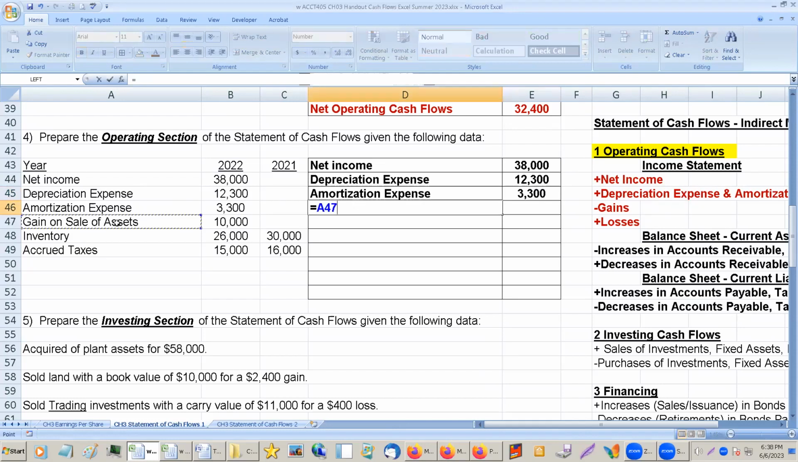Okay, the wacky one, gain on sale. It's wacky because a gain you usually think of as a plus, but in this case, it's going to be minus.